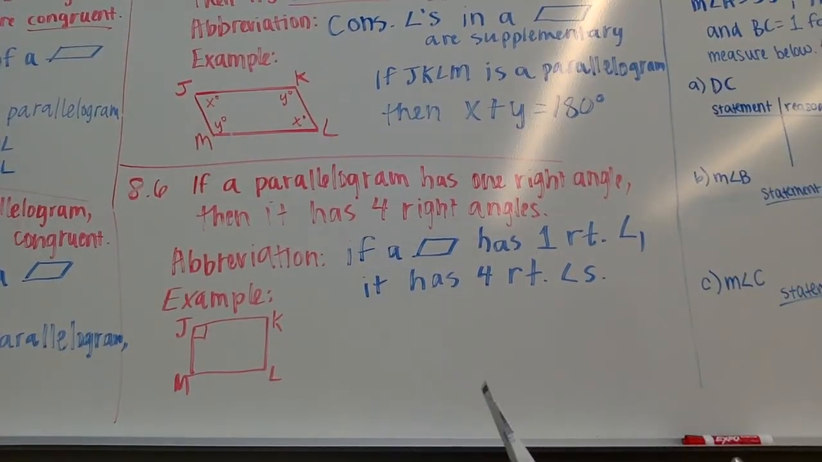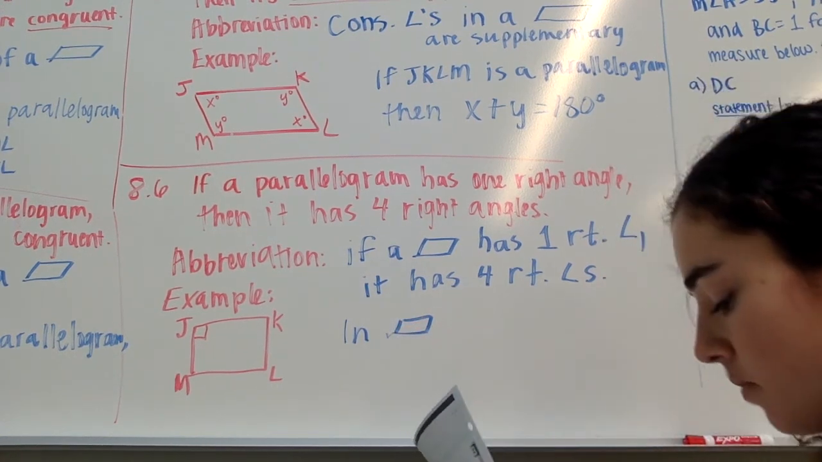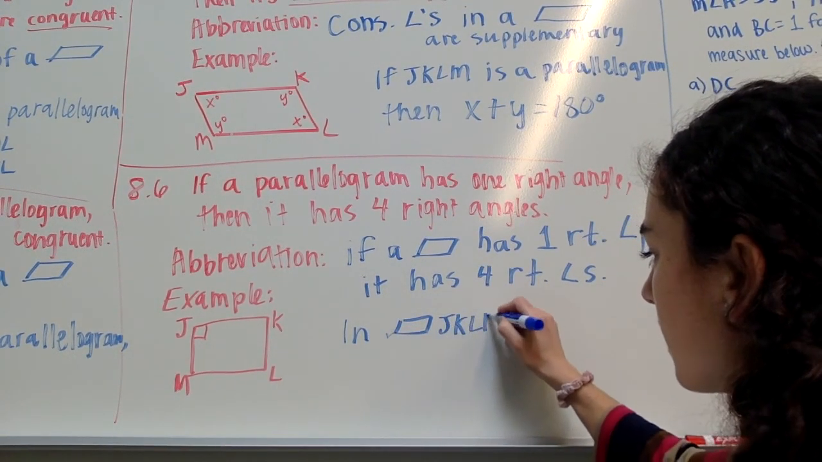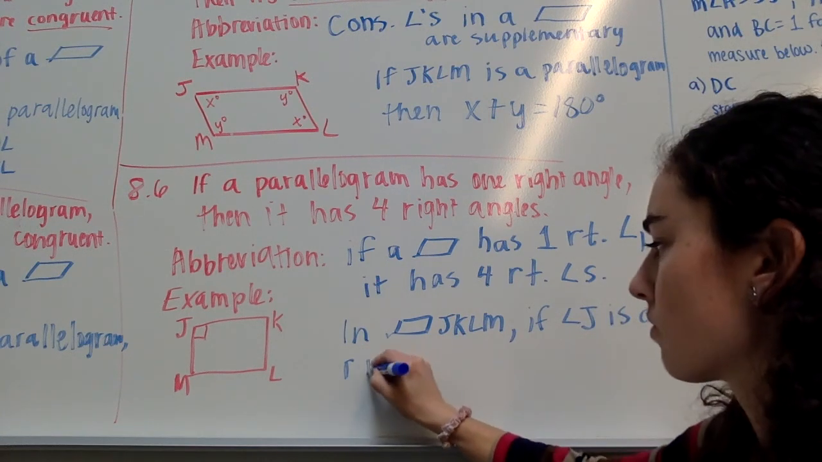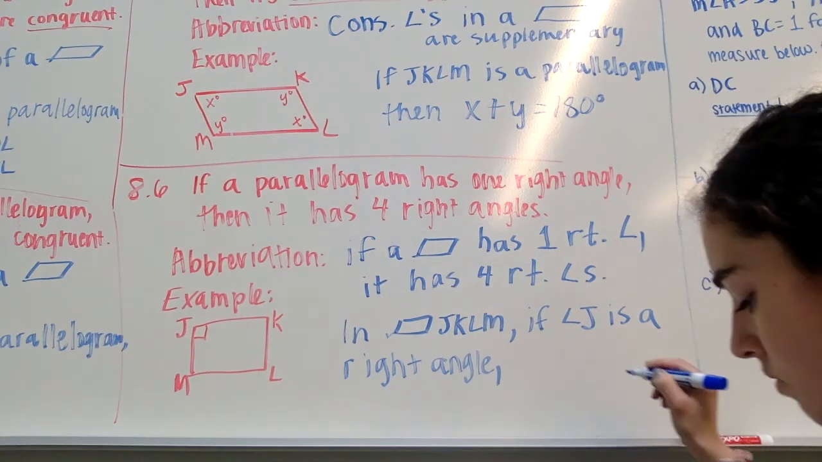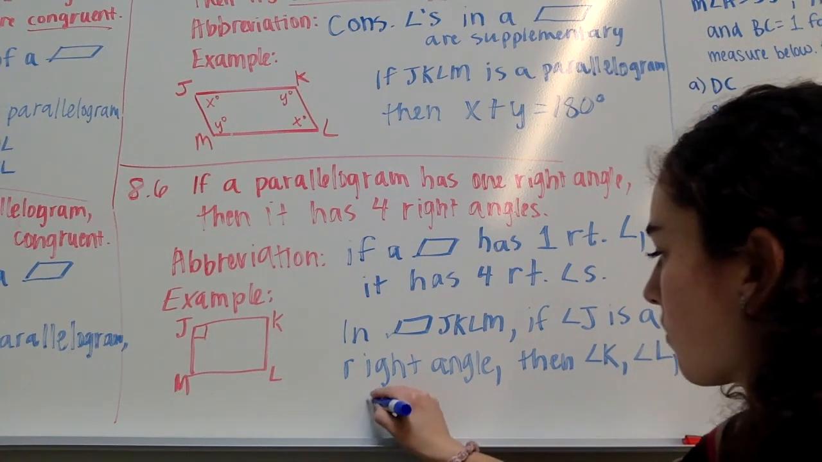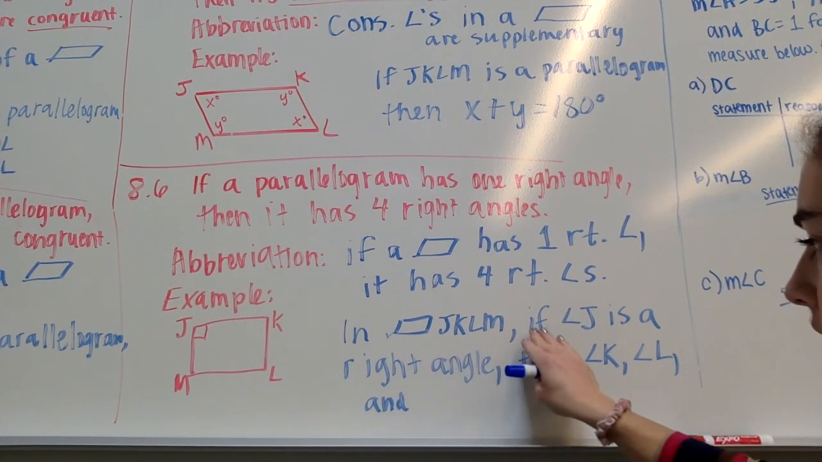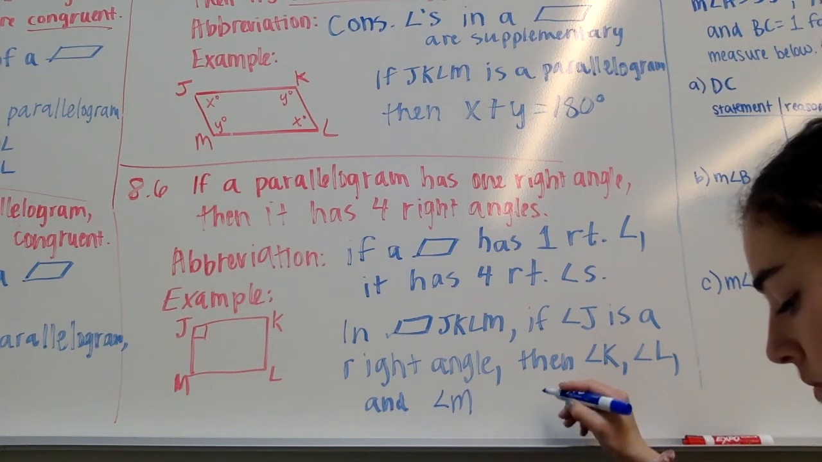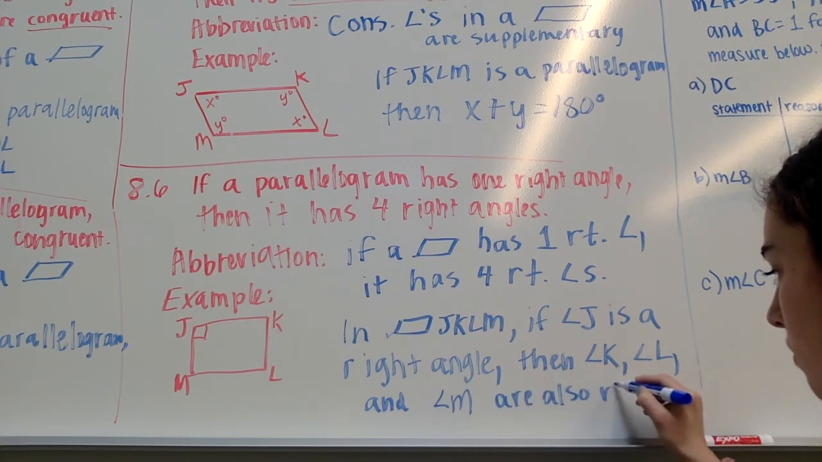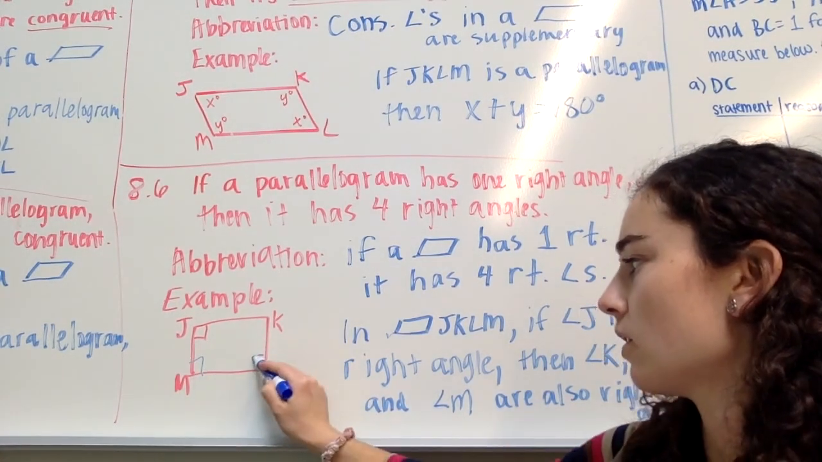Okay, and what we're going to say for this example is, in parallelogram JKLM, if angle J is a right angle, then angle K, angle L, and angle M are also right angles, and we can also mark that up here. Okay?